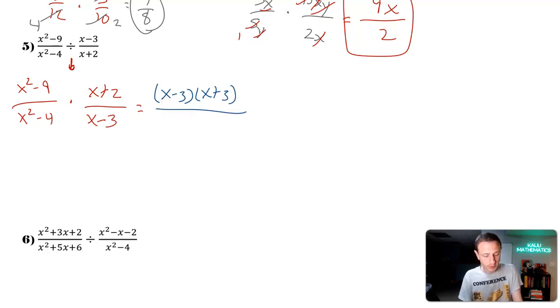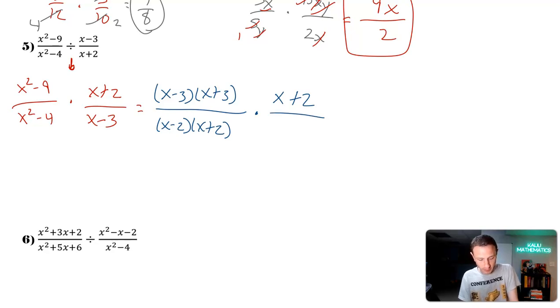On the bottom, x squared minus 4. That's another difference of 2 squares. So x minus 2 times x plus 2, times x plus 2 over x minus 3. There's no factoring or anything like that, so I'm going to leave this as x plus 2 over x minus 3.